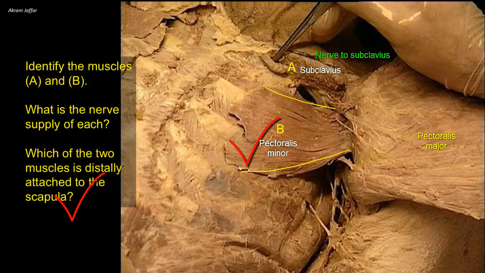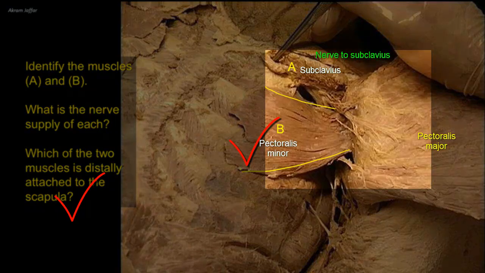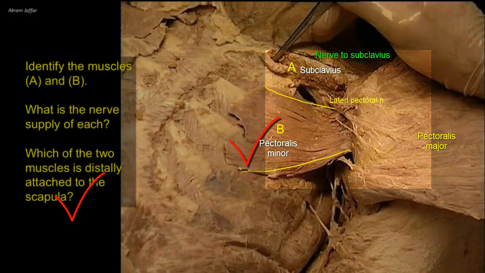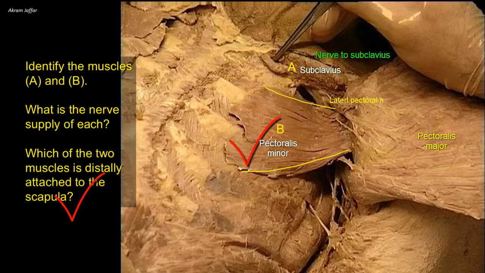The nerve supply of pectoralis minor is from the medial and lateral pectoral nerves. You can see both of them here. The lateral pectoral nerve is above the upper border of pectoralis minor, passing through the clavipectoral fascia to supply both pectoralis minor and major, and the medial pectoral nerve is characteristically passing through pectoralis minor, supplying it, and then reaching the overlying pectoralis major to supply it as well.